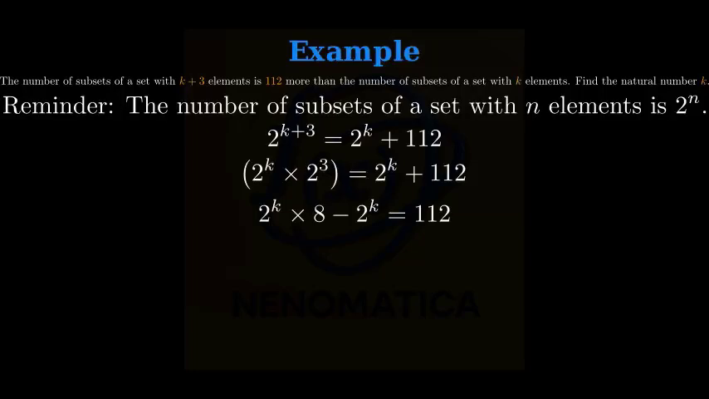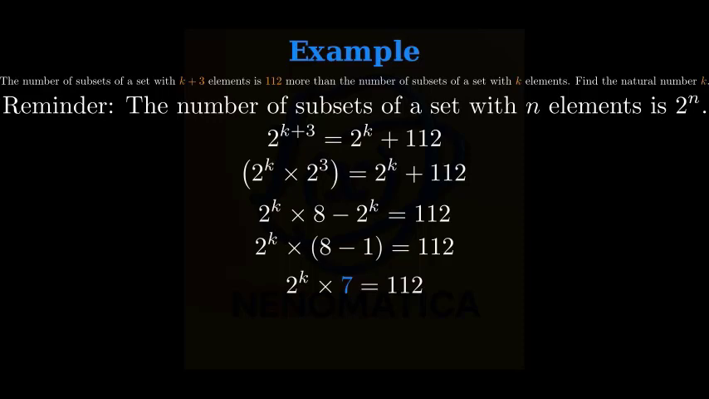We can factor out 2 raised to the power of k on the left side, getting 2 raised to the power of k times the quantity 8 minus 1, which equals 112. Simplifying 8 minus 1, we get 7. So the equation becomes 2 raised to the power of k times 7 equals 112. Now we can solve for 2 raised to the power of k by dividing both sides by 7.